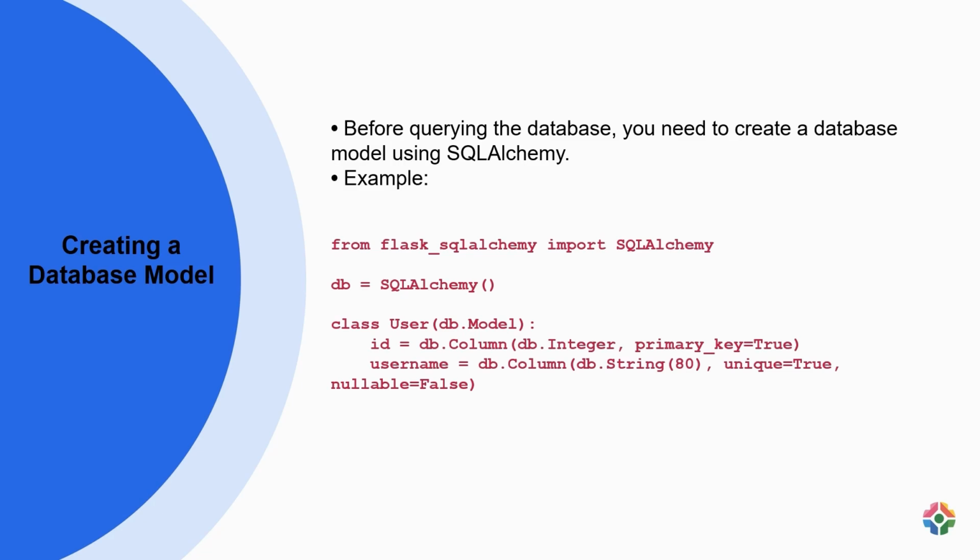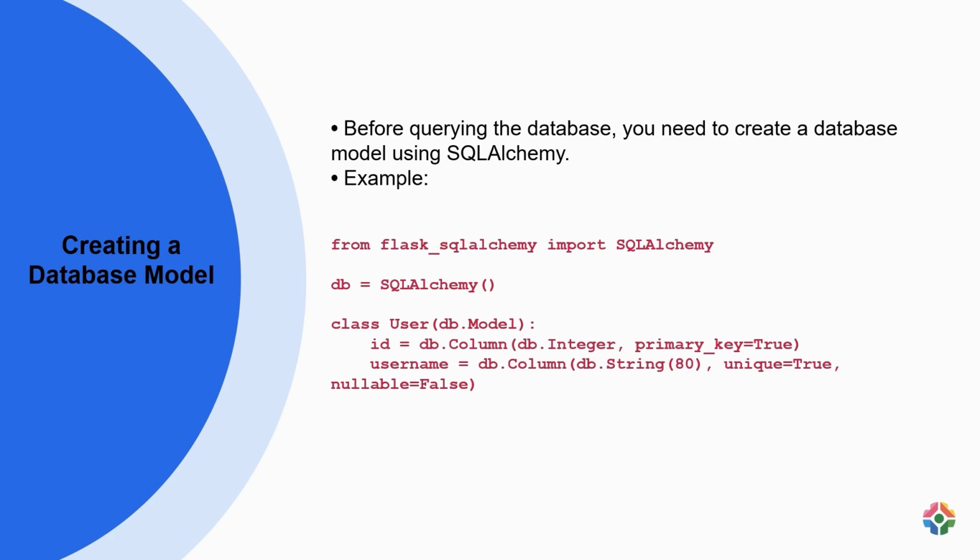This involves defining a class that represents a table in the database. In the provided example, the user class is created with SQLAlchemy mappings for database fields such as ID and username. The db.Column method is used to specify the data type, constraints, and other attributes for each field. When interacting with databases using SQLAlchemy, defining models beforehand allows you to perform operations like querying, inserting, updating, and deleting data in a structured manner.